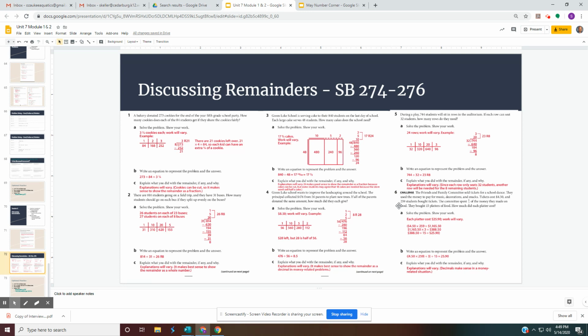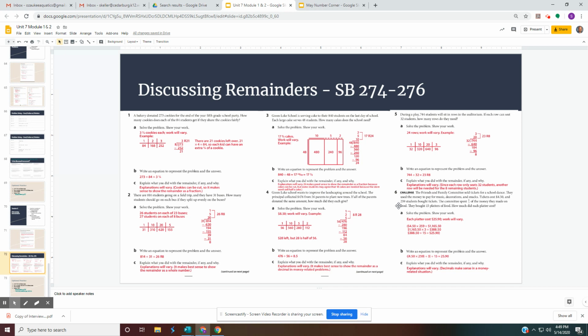When you take your unit test, your unit 7 test, these questions are exactly like it. It's going to ask you to solve the problem and show your work. It's going to ask you to do your equation with an answer, and then it's going to ask you to explain whether or not you use the remainder.